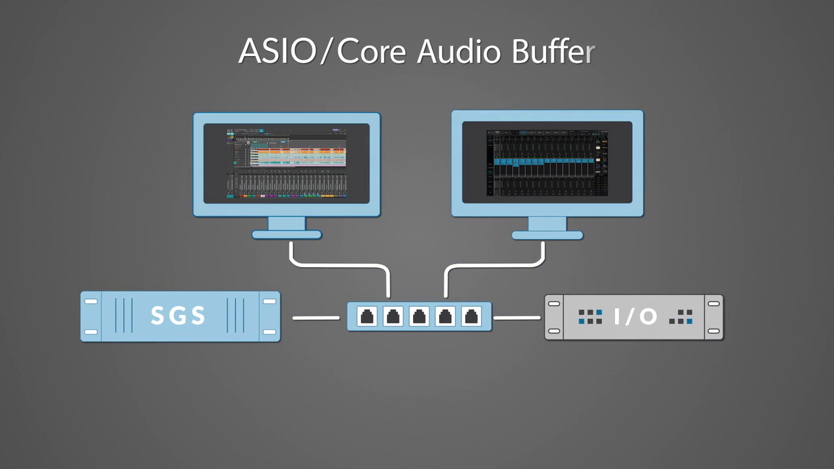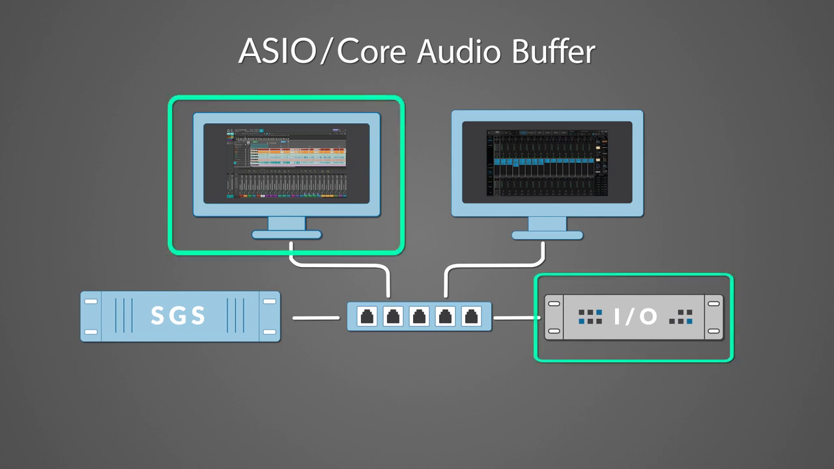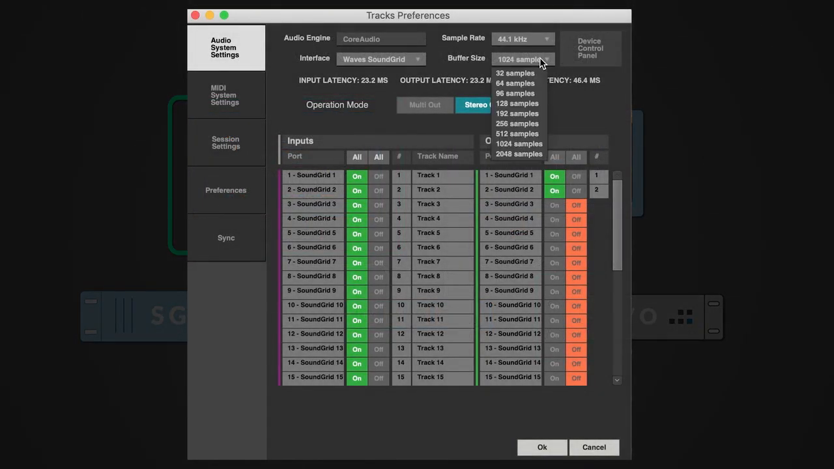The ACO core audio buffer. This determines the amount of audio samples used to deliver audio from the DAW to the I/O device via the ACO core audio driver. This buffer is set in your DAW's settings.